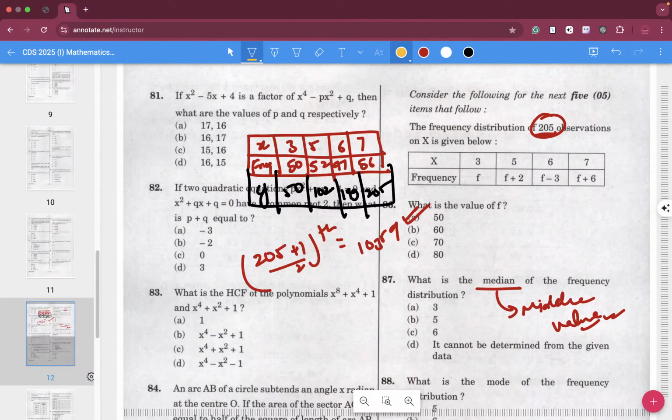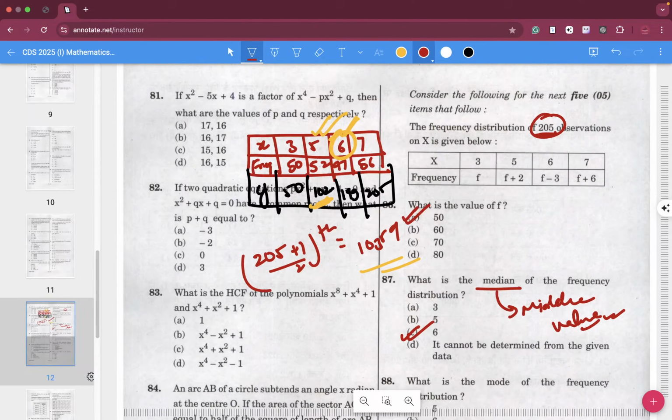So what does it mean? Up till the 102nd term, this is the 5. So the 103rd term will be which one? In this one, 6, right? So the 103rd term is 6 over here, so 6 is going to be the median.